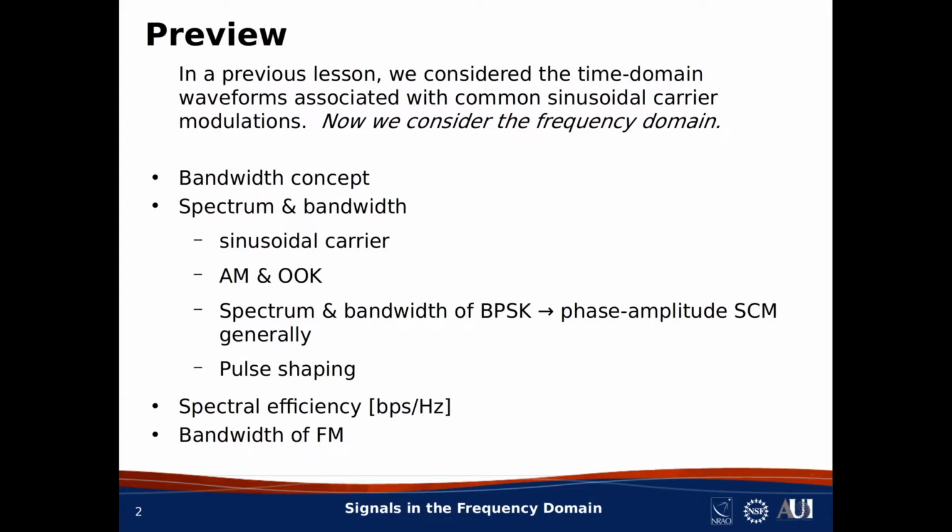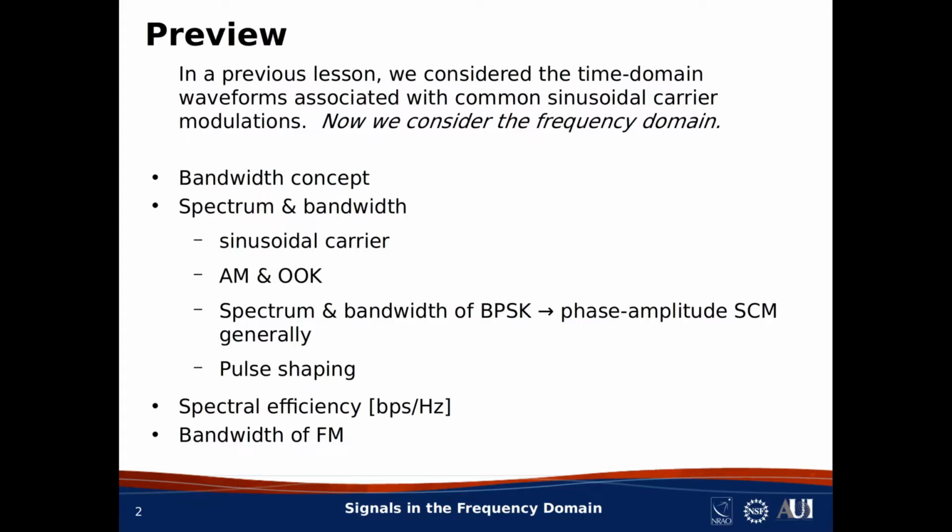The key parameter of spectrum utilization is bandwidth, and as we'll see, bandwidth can be a slippery concept, so we'll have to address that first. Then we can get down to business. We'll go over the spectrum and bandwidth of a few common signals, including the unmodulated carrier, AM, OOK, and BPSK. When it comes to digital modulations using amplitude or phase modulation, we'll see that these all have very similar spectral properties. And for these modulations, we'll also need to say a little bit about the concept of pulse shaping.